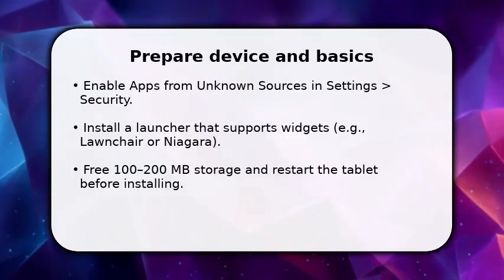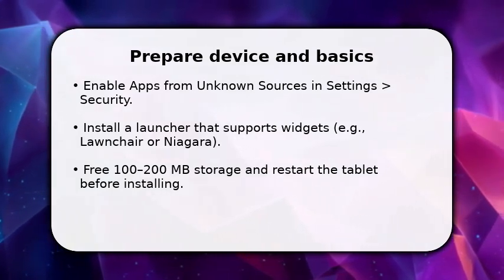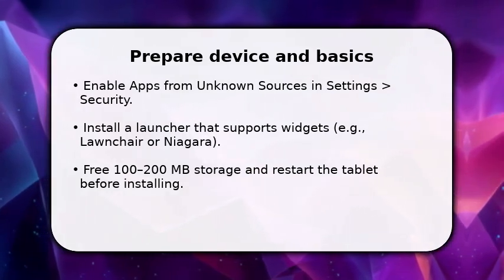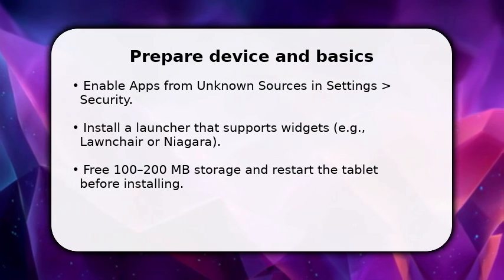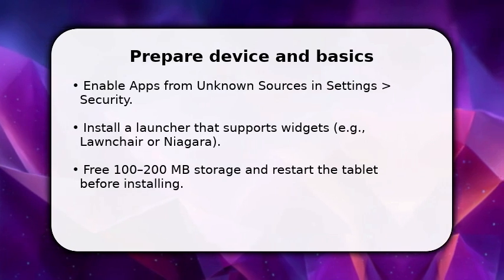You start by preparing the Fire tablet so widgets can run. Open Settings, go to Security, and enable apps from unknown sources. This permits sideload installs. Next, download and install a compatible launcher APK. Pick one that explicitly supports Android widgets.